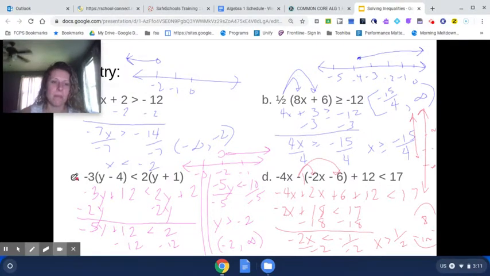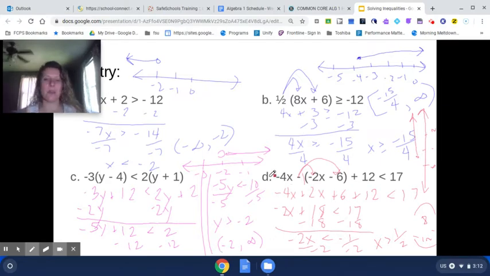Okay, part C, we solved that inequality. I did my opposite operations here first and then jumped over here. And we get y is greater than -2. So open dot at -2, again shaded to the right. Our interval notation is from -2 to infinity, parentheses on both.